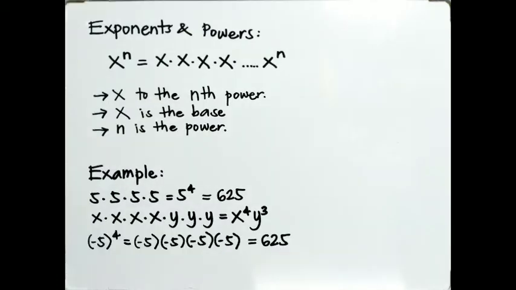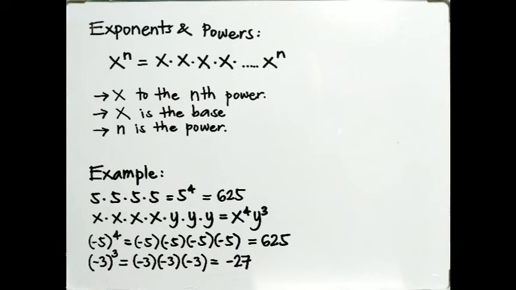In our third example, negative 5 to the fourth is equal to negative 5 times negative 5 times negative 5 times negative 5, which is equal to 625. Our fourth and last example is negative 3 cubed, which is equal to negative 3 times negative 3 times negative 3, which is equal to negative 27.